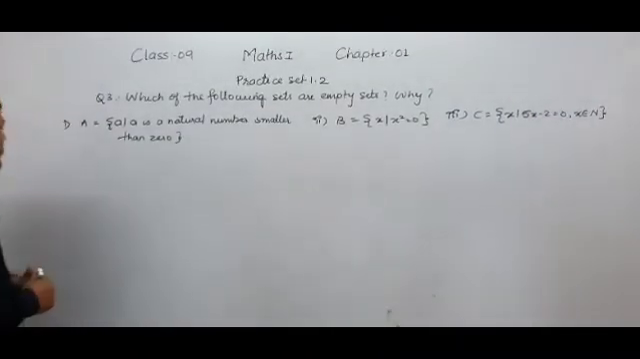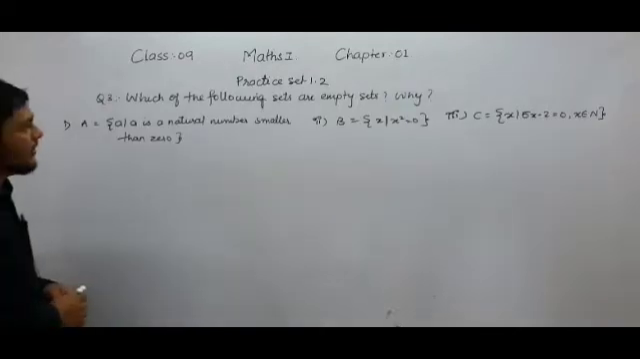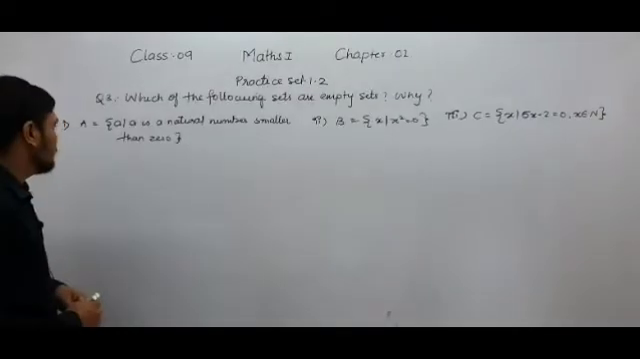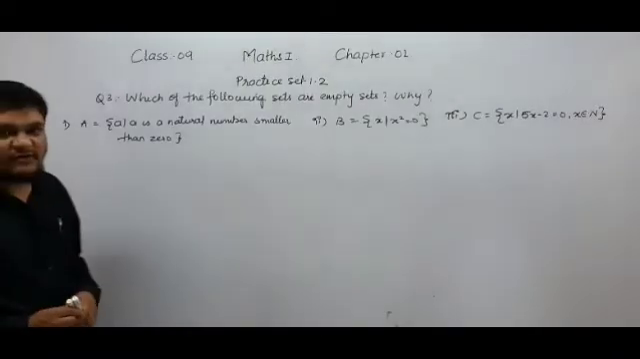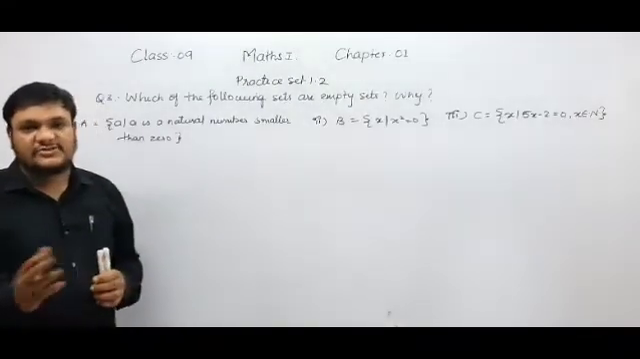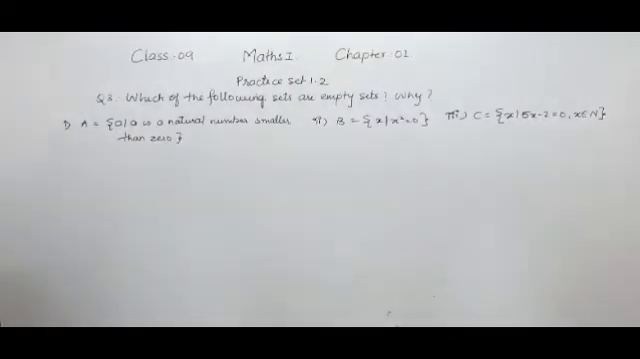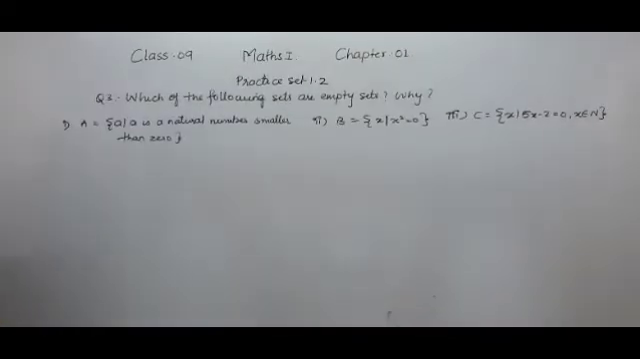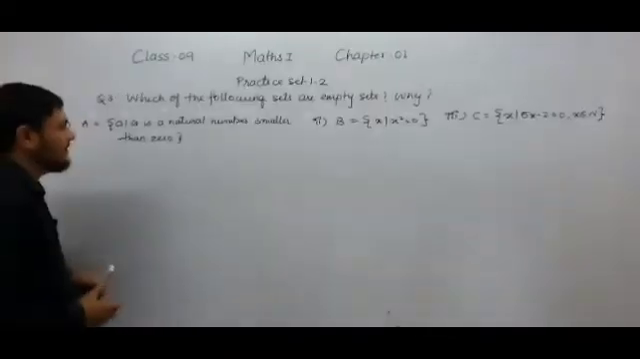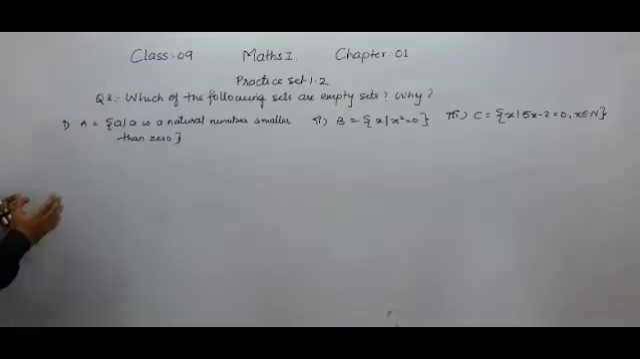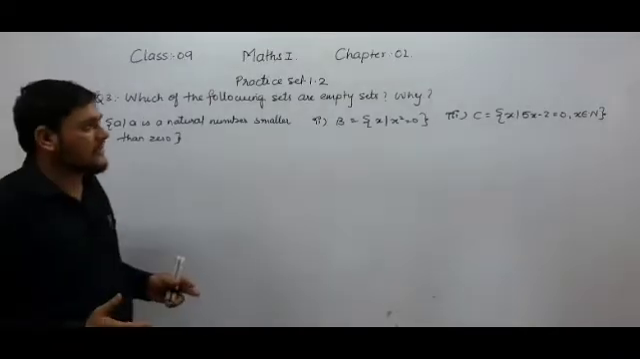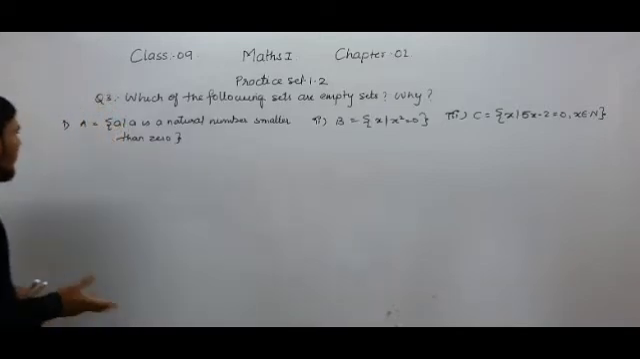So student, now the next question is, which of the following sets are empty sets? So student, 3 sets are given to you here, and you have to see which set is an empty set and which is not an empty set. If a set is an empty set, then why it is an empty set, and if it is not an empty set, then why it is not an empty set. Means after seeing it by listing method, you have to see why those sets are empty sets and why those are not. Means you have to give the reason for that.